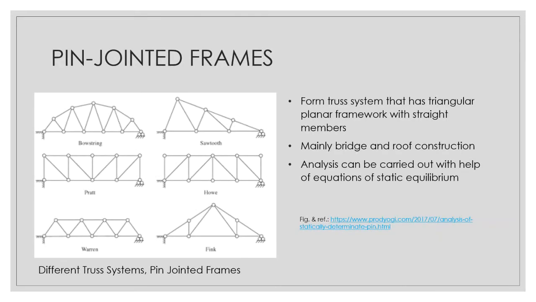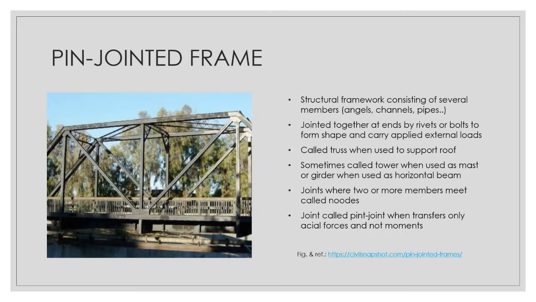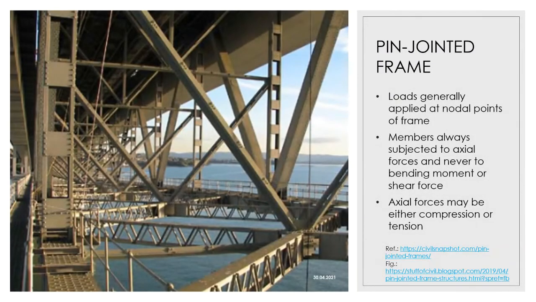The pin joint frames. Here we have some different truss systems with pin joint frames. They form truss systems, as already said, that have triangular planar frameworks with straight members. They're mainly used in bridges and roof construction. The structural framework consists of several members, such as angles, channels, pipes, etc. The loads are generally applied at nodal points of the frame. The members are always subjected to axial forces and never to bending moment or shear force. The axial forces may be either compression or tension.